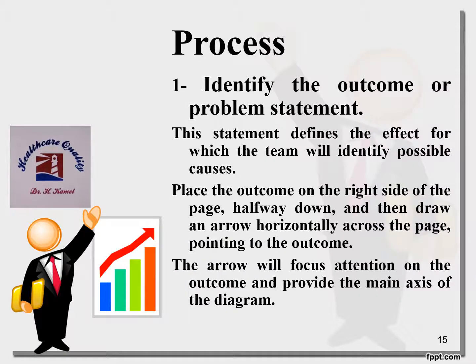Process. Number 1. Identify the outcome or problem statement. This statement defines the effect for which the team will identify possible causes. Place the outcome on the right side of the page, halfway down, and then draw an arrow horizontally across the page, pointing to the outcome. The arrow will focus attention on the outcome and provide the main axis of the diagram.